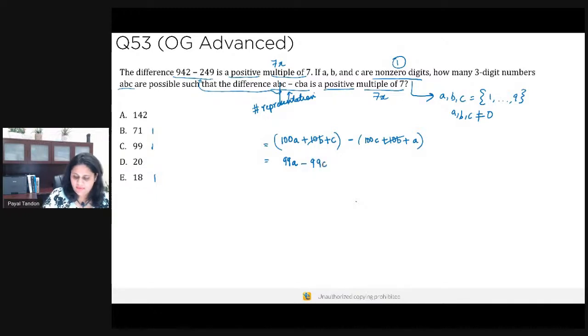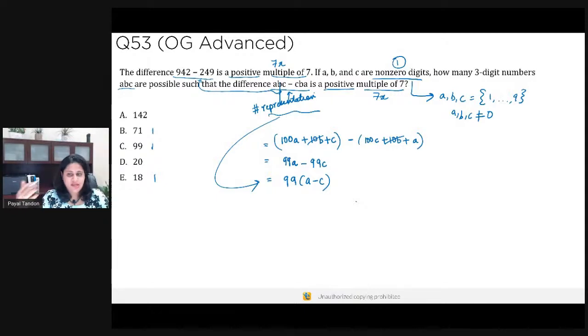Minus 99C, okay? Which means what do we have? 99A minus C. So what does ABC minus CBA simplify to? It simplifies to 99A minus C. Now, what is the condition? The condition from the question statement is that this is of the form 7x. This is a multiple of 7. That is what I need to figure out. What are the possible values of A, B, and C such that 99A minus C is a multiple of 7?